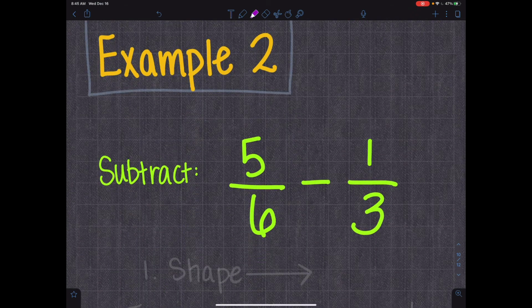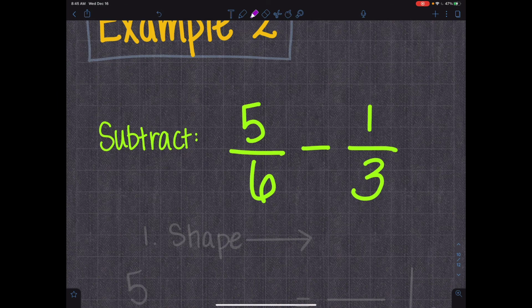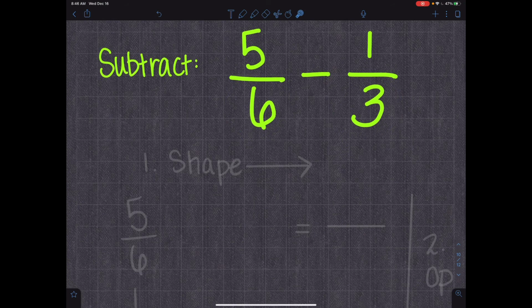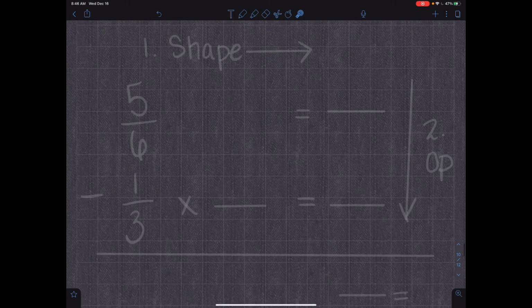Let's go to example 2. In example 2, we are just going to subtract this. And we've got a 5/6, and we've got a 1/3. So I'm taking a look at this. Those denominators. It looks like we only need to change one of them, right? Because the multiples of 3 are 3, 6, 9. Aha, we have a 6. And that's a multiple of 6. So I'm going to change them both to a common denominator of 6.